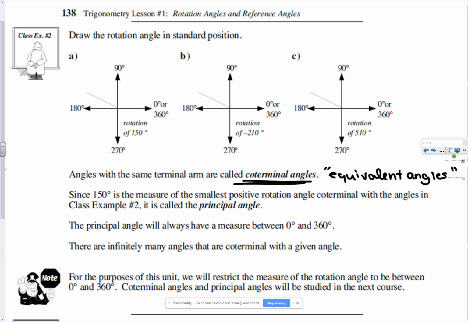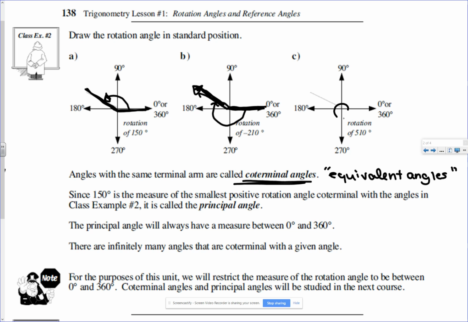So it says to draw a rotation of 150. There's my start, and there's my 150 right there. Then it says -210. All negative does is it opens clockwise instead of counterclockwise. So I'm going to open this way instead and go 210 degrees, which is again still there, but I've gone in the negative direction this time. Or 510, so 510 is going counterclockwise.